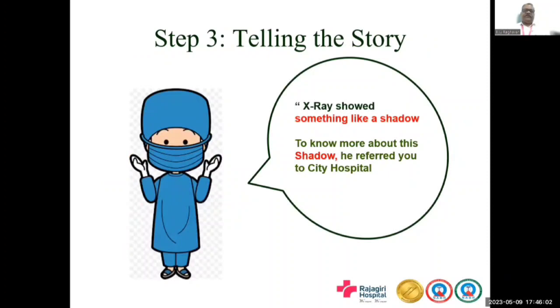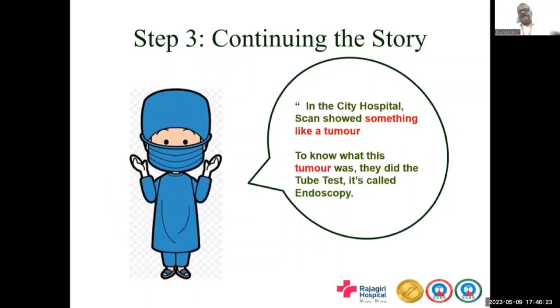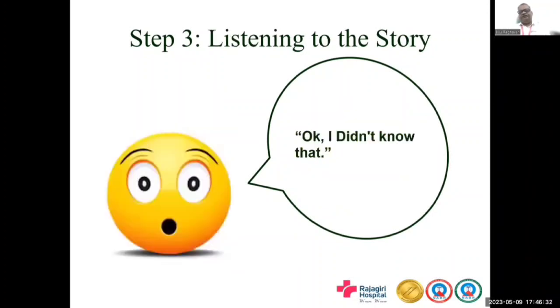So if you notice, initially the filling in the blanks is something like a shadow, and in the next line, it is no longer something like a shadow. It has been escalated into shadow. And after that, in the next line, shadow becomes something like a tumor. And the next line, something like a tumor becomes tumor.